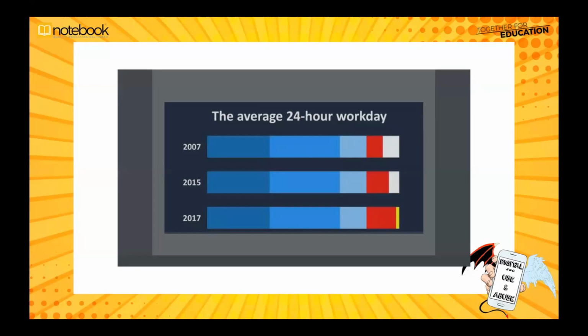And why is the white portion shrinking? Because the red portion, the technology portion, is clearly eating into the white portion. We all understand this. 24/7, we are hooked on to our smartphones. So this is what technology does to us. And slowly, in 2017, if you see, the small yellow portion, that actually is the white one, has shrunk to an all-time low. So what do we do?